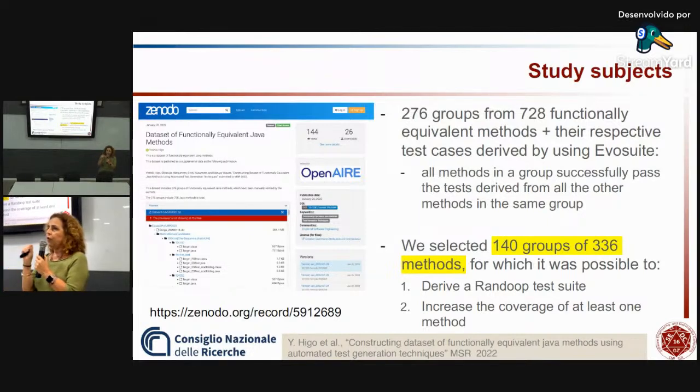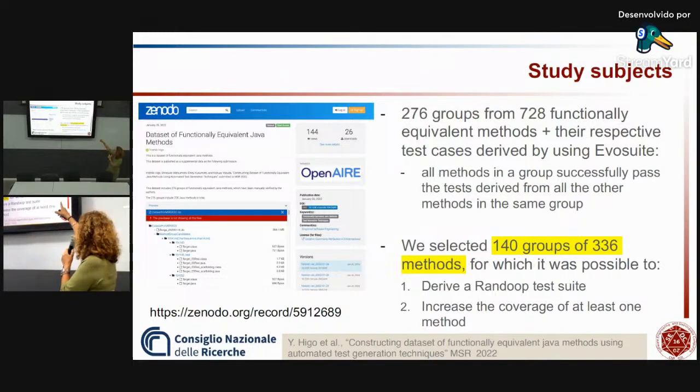So functional equivalence in formal methods and so on can have a very different definition. For the purpose of this study and for the purpose of cross coverage, functional equivalent means exactly this: that the programs have the same result when executed with the same test cases.